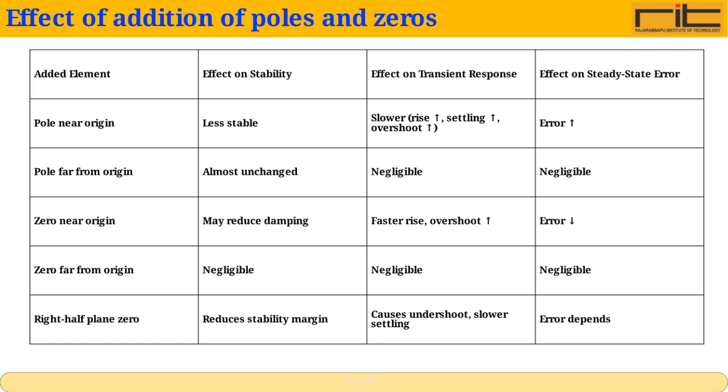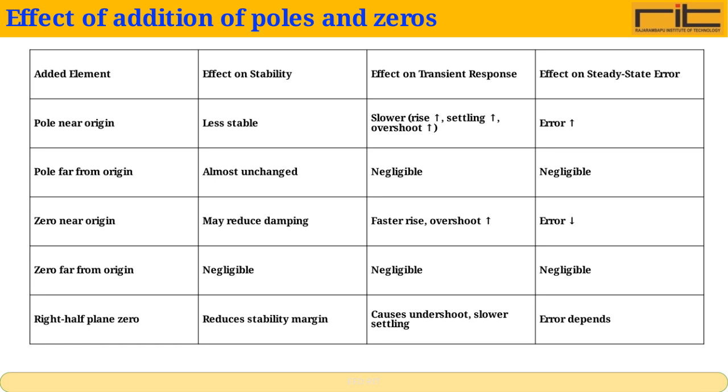When it comes to zeros, a zero near the origin can reduce damping, causing the system to respond faster with a quicker rise time, but also more overshoot. Interestingly, this can actually help decrease the steady-state error. Zeros located far from the origin, much like distant poles, typically have negligible effects on system dynamics.